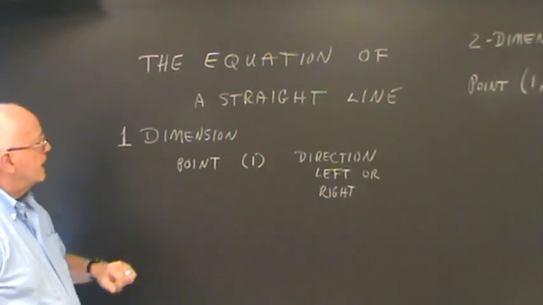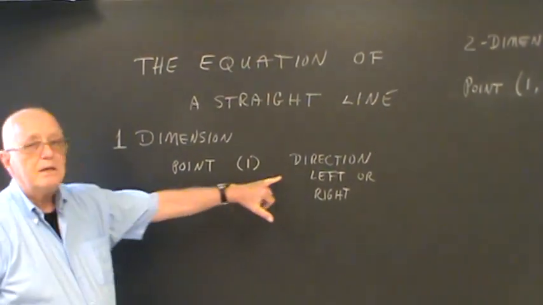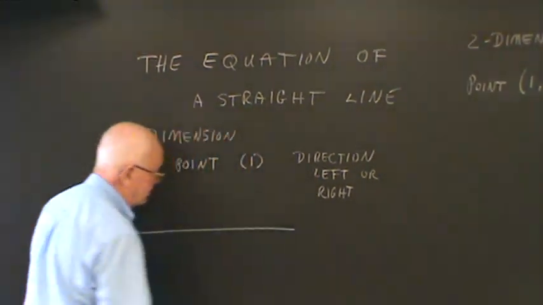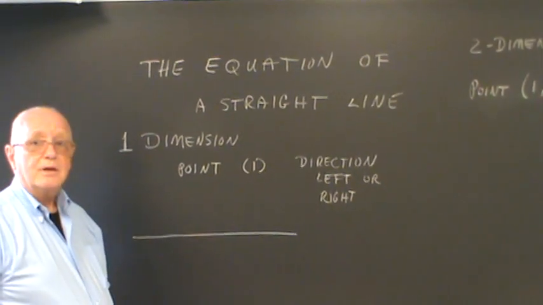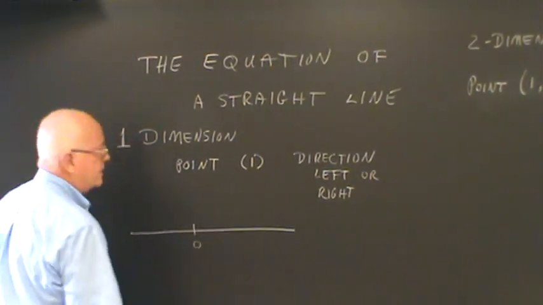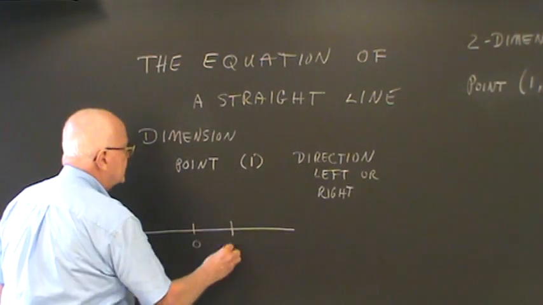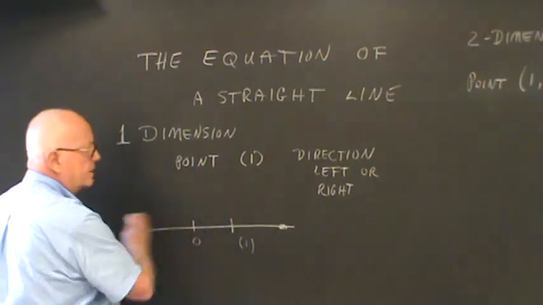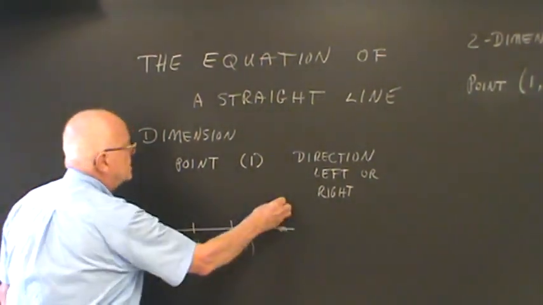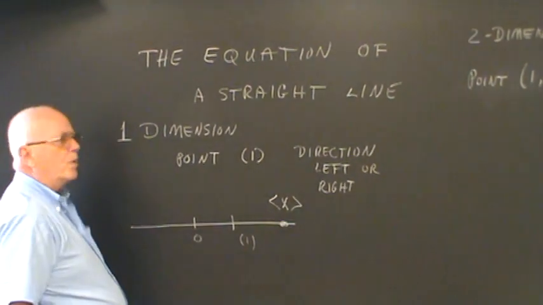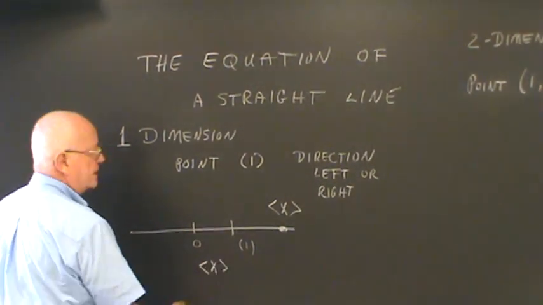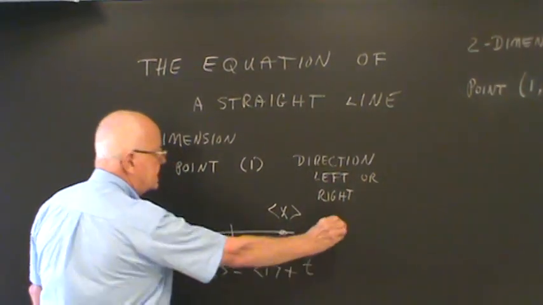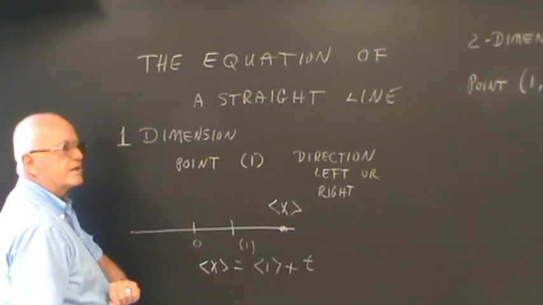To write the equation of a line, we need a point, and we need the direction of a line. Of course, in one direction, in one space there, the direction is either to the right or to the left. So let's get our 0 point here on the line, and then let's go over here to the point 1. Now if we take another point anywhere on this line, the equation for that point is x in vector form equals 1 plus t, where t is either positive or negative.